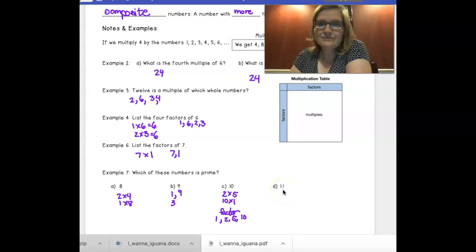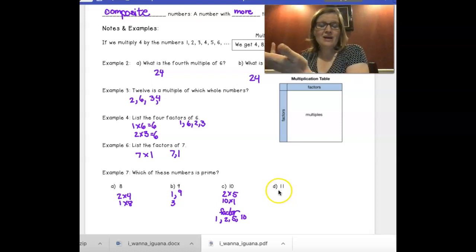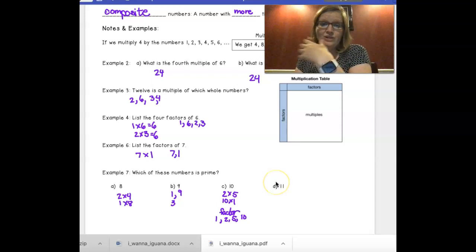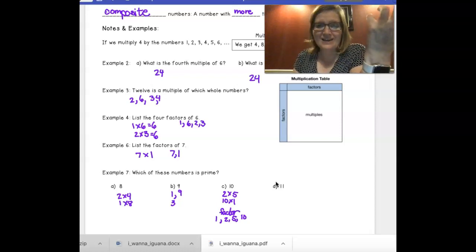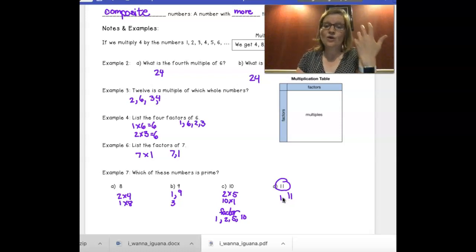Finally, 11. Looking at 11, can we divide it by 2 and have a whole number? No. Can we use any other factors to create 11 that are whole numbers? The answer to this is no. 11 is our prime number, and so the factors for 11 are 1 and 11. You know it's a prime number when the only two factors are itself and 1.